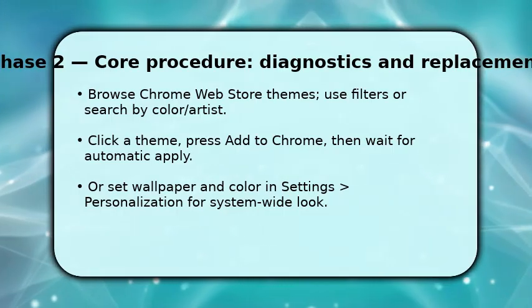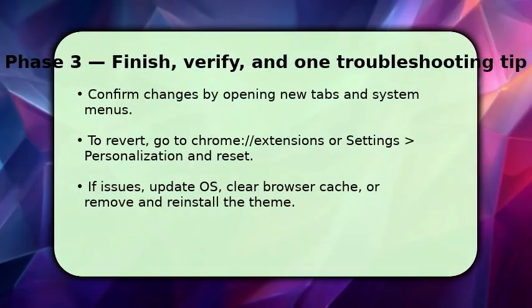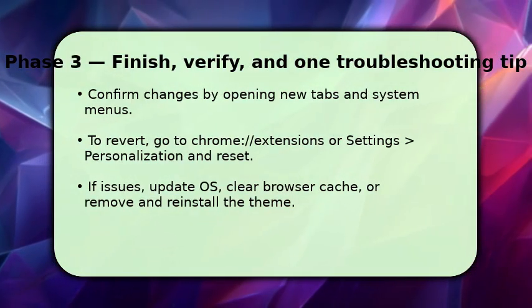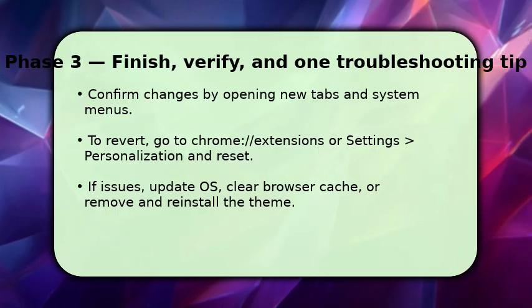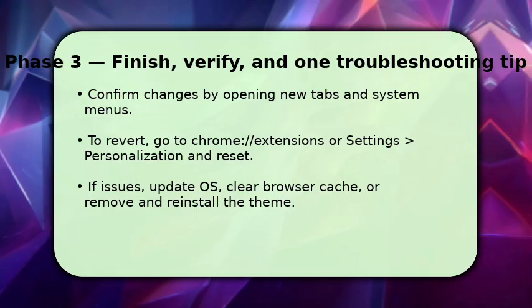Settings adjust system visuals. Finish by opening several tabs and system menus to confirm the theme and wallpaper behave as expected. If you change your mind, revert through Chrome extensions or Settings Personalization and choose Reset to Default or remove the theme.